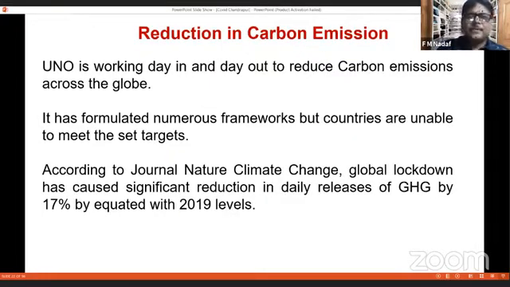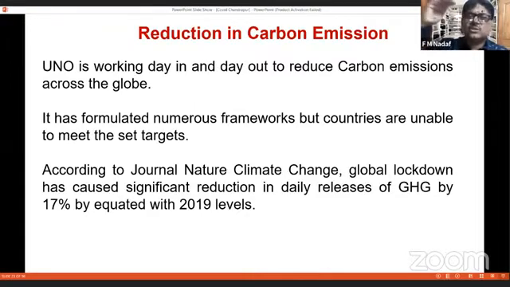Now, similarly, the second good advantage of COVID-19 is the reduction in carbon emission. The United Nations is working so hard to bring down the carbon footprint and reduce carbon emissions. All countries are committed to bringing down carbon emission, but we have not succeeded. But the lockdowns have resulted in a reduction of the daily release of greenhouse gases by 17%, compared with 2019 levels.